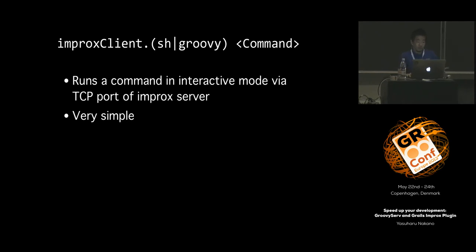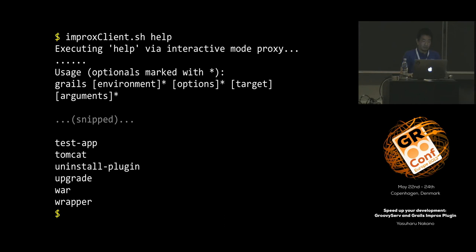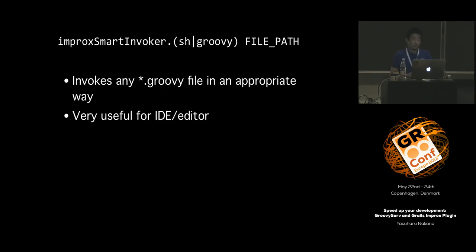An Improx client requires a command line as an argument. It runs a command in interactive mode via the TCP port of the Improx server. It's very simple, like this. And Improx Smart Invoker requires a file path whose extension is Groovy. This invokes any Groovy file in an appropriate way. It's very handy for an IDE or editor.